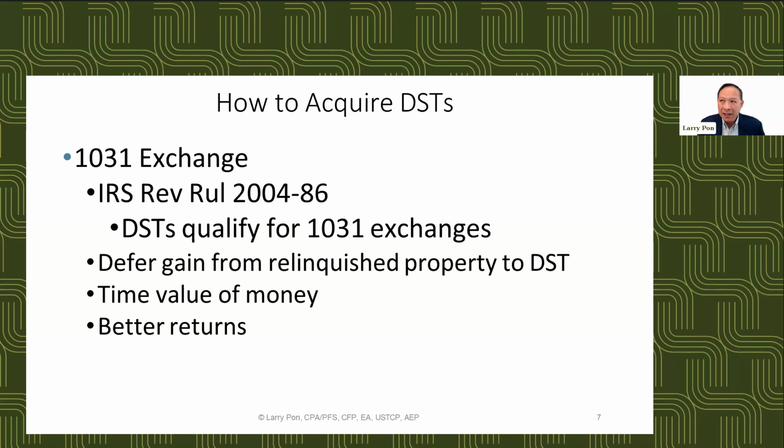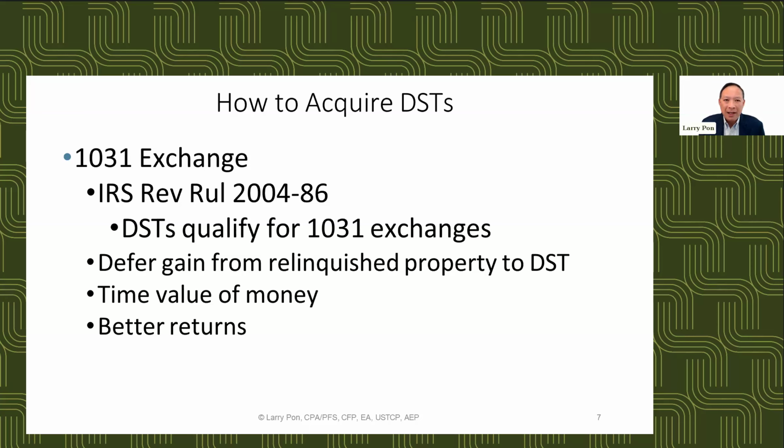And in the private placement memorandum, you'll see a letter from a tax attorney or a CPA giving their opinion that this will qualify for a 1031 exchange. So that's part of the documentation you'll be getting. So that's really important. So what's the advantage of a 1031 exchange? It's a way of deferring the gain from the existing property or relinquished property to the DST. And most importantly, time value of money.